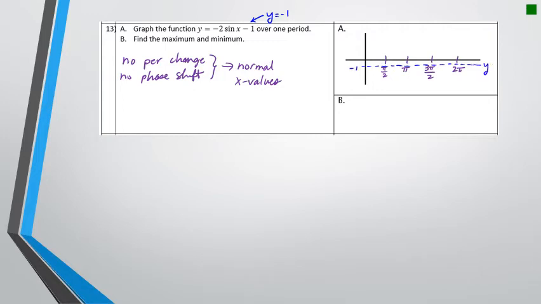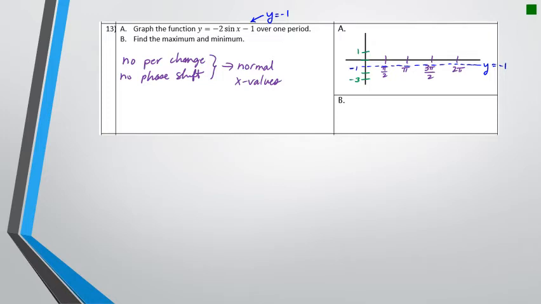That's my midline. And then from there, I have not only an amplitude change of 2, but I also have a reflection. So from my midline, I have to make sure that I can go up 2. So 1, 2, and I also have to be able to go down 2. So that brings me down to -3.